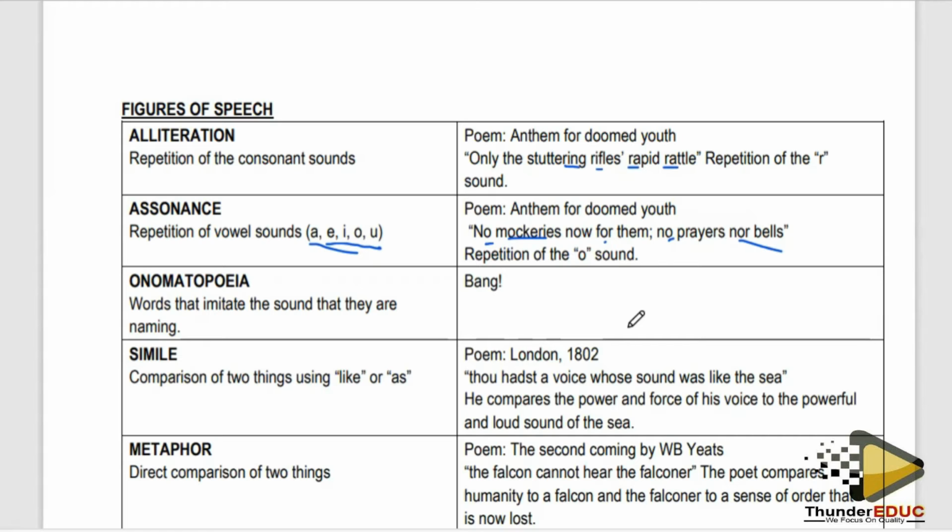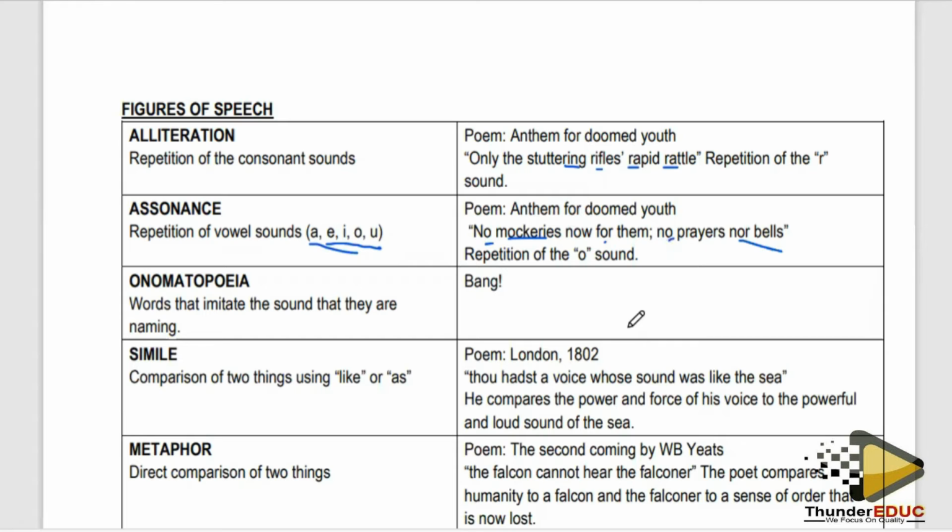Onomatopoeia: words that imitate the sound that they are naming. Remember, the sound must be depicted. The bang of the door, the buzzing of the bee. So as a result, we must be seeing the imitation of the sound there. So that's what we mean by onomatopoeia, whereby we are going to have the sound depicted.